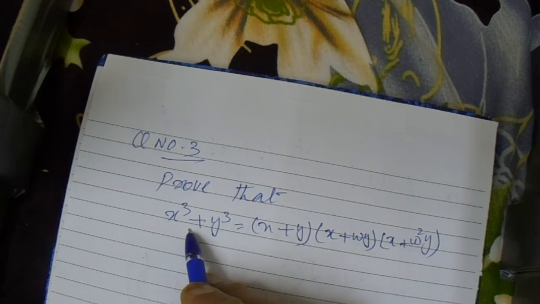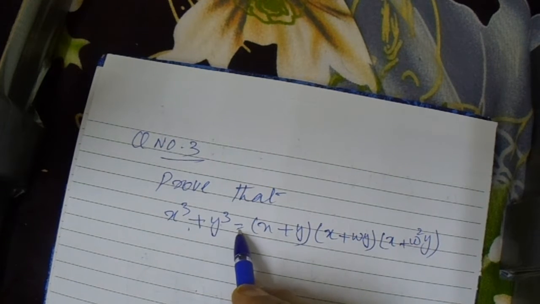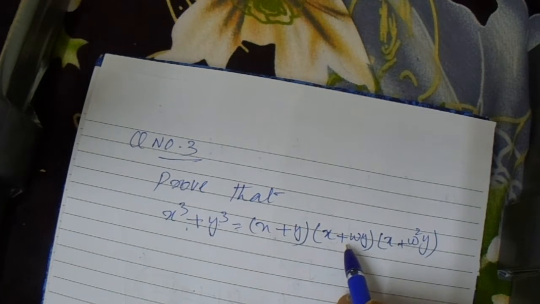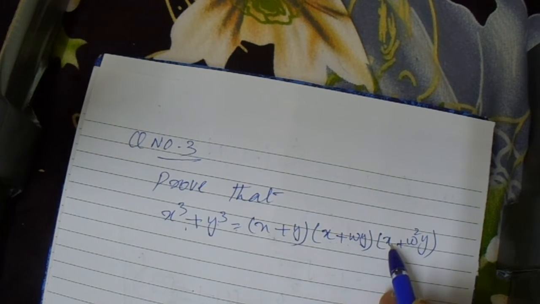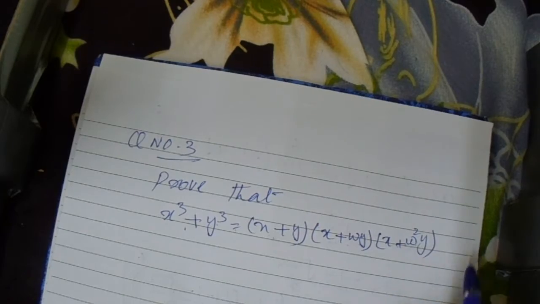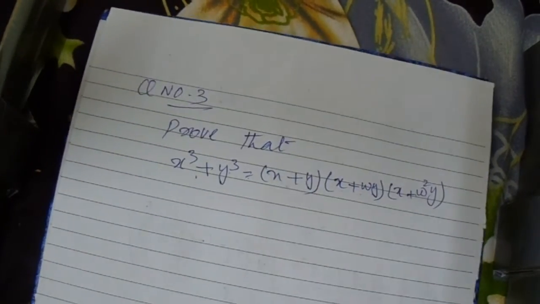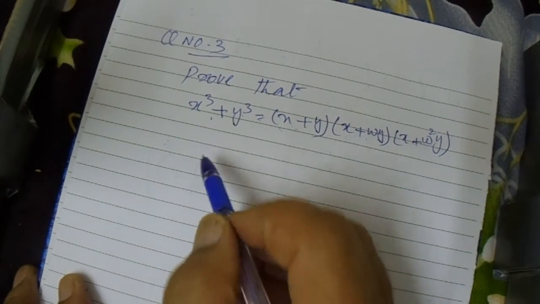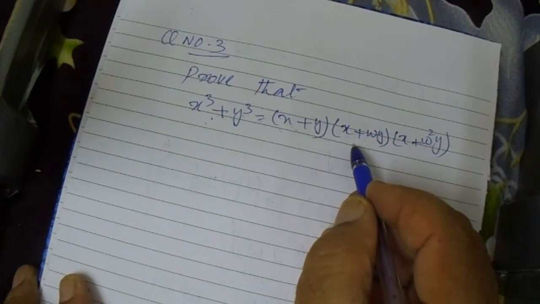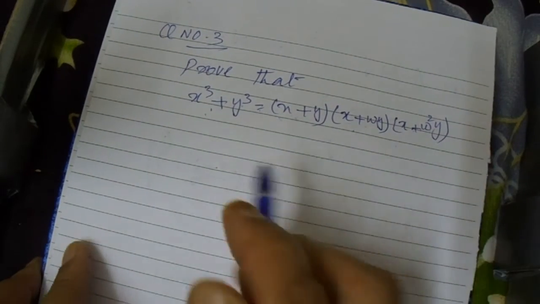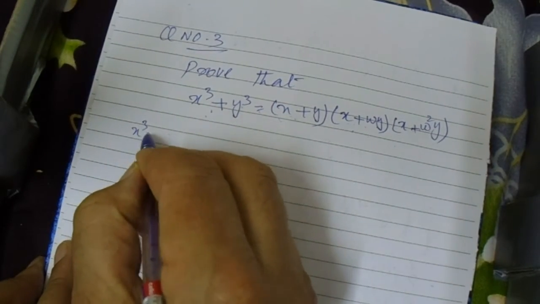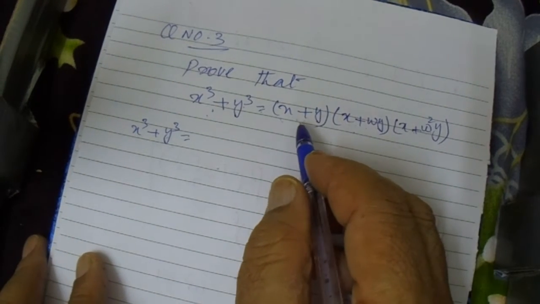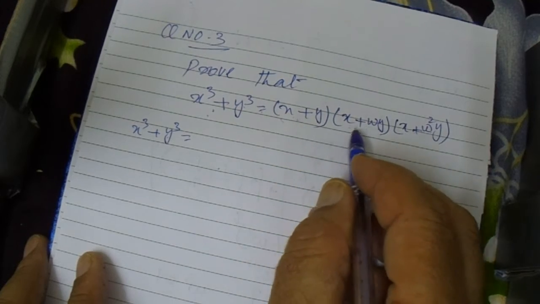Dear students, I solved question number 3. Prove that x cube plus y cube is equal to (x + y)(x + ωy)(x + ω²y). Now we solve these sides, and this side will be equal to this. This is our left hand side, this is equal to the right hand side. We write x cube plus y cube is equal to, we multiply this by this.